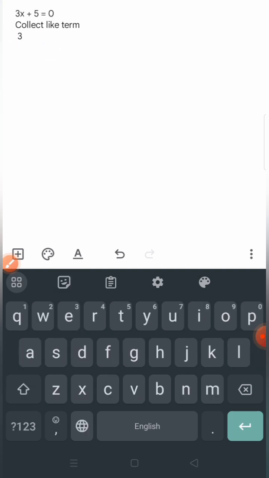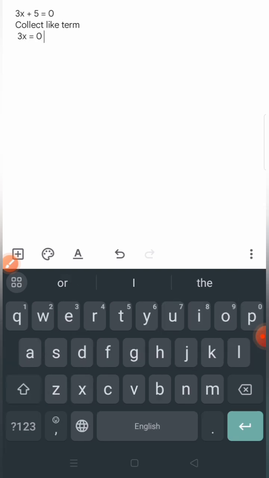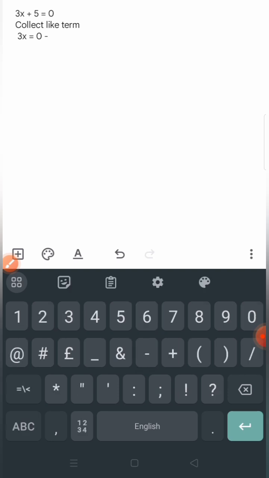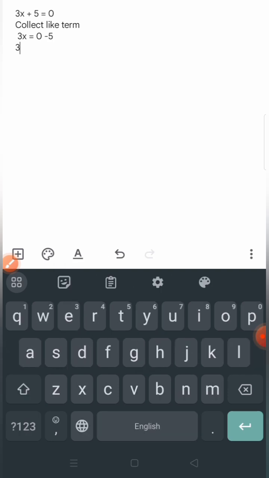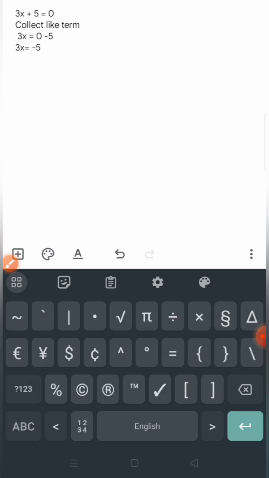Let's do that again. 3x equals 0 minus 5, and that will give us 3x equals minus 5, because 0 minus 5 will give us minus 5. How then do we get our final answer?